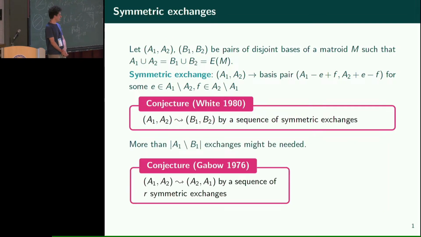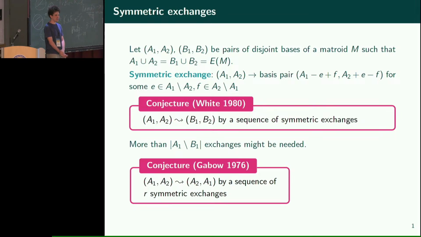There is a very related conjecture which is even earlier than this. It was a question by Gabow that in the special case when the second basis pair is just the reversed first one, then there is always a sequence of length r, where r is the rank of the matroid. So in this case, we can decrease the difference in each step.